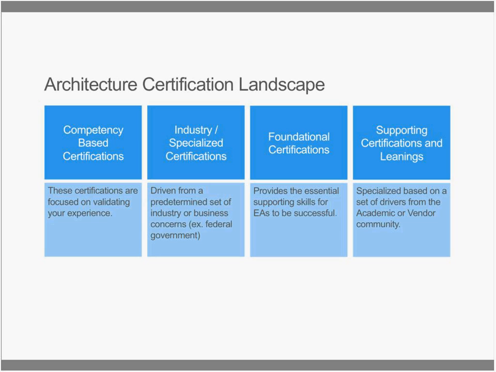What's interesting about that last category of supporting certifications and learnings is that so far these other pillars don't really talk about what I would call the aspiring architect. If you're not an architect today, what do I do to become an architect? These support certifications and learnings really help provide a pathway. So a great example there would be a program out of Penn State University. Essentially created a program for enterprise architecture where you can go to become an enterprise architect.